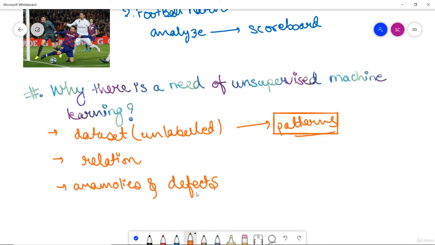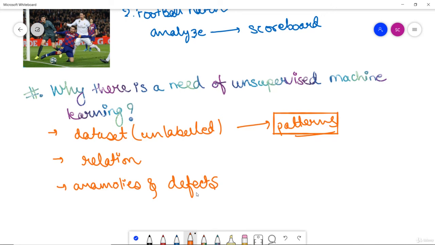Lastly and most importantly, the data which we collect is usually unlabeled, which makes work easier for us when we use these algorithms. It is not necessary that we will always have categorized or labeled data. So most of the time when we have unlabeled data, we use unsupervised machine learning algorithms.